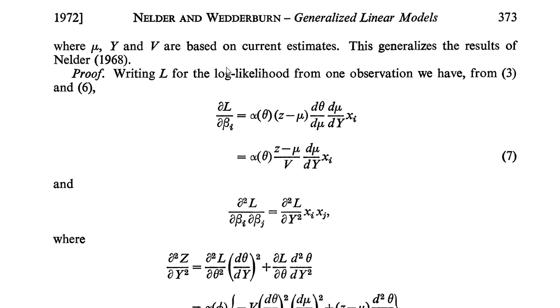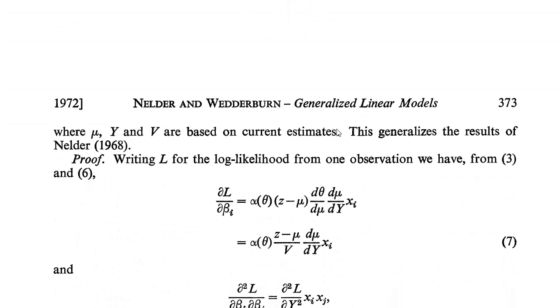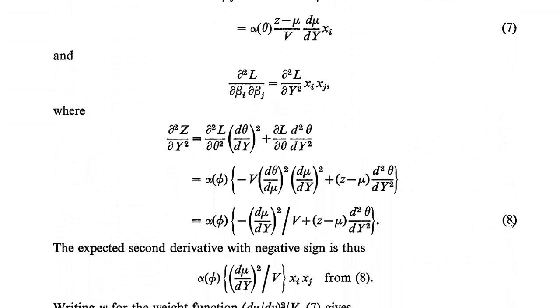Okay, so now continuing to look through this paper by Nelder and Wedderburn on generalized linear models. We are currently in section 2 on the maximum likelihood equations, and right now we are looking at equation 8.